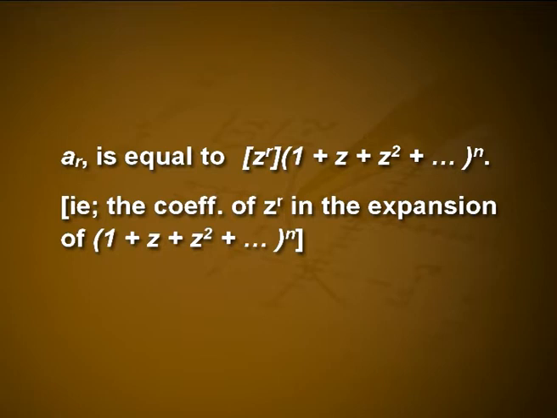Example: let Ar denote the number of ways of selecting r objects from n objects with unlimited repetitions. Since each object can be selected as many times as we wish, Ar is equal to the coefficient of z raised to r in the expansion of (1 plus z plus z square plus etc.) the whole raised to n. Solution.